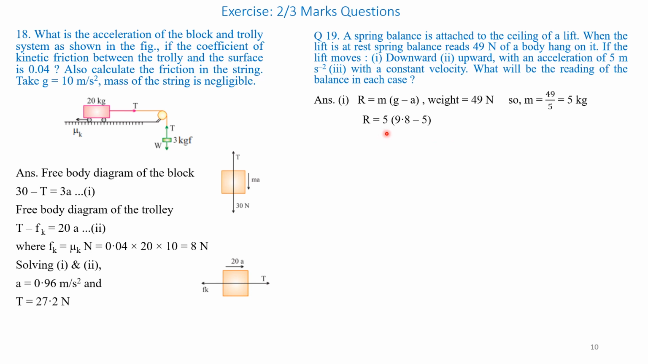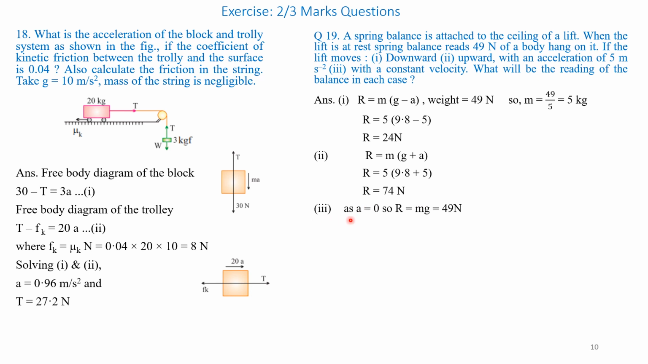Therefore, R is equal to 5, that is mass, into 9.8 minus 5. This 5 is acceleration in meters per second square, and this 5 is 5 kg. Therefore, R is equal to 24 newtons. Second, case number 2. R is equal to m into g plus a. R is equal to 5 into 9.8 plus 5. These formulae of g plus a are all given in the previous slides. Therefore, R is equal to 74 newtons.